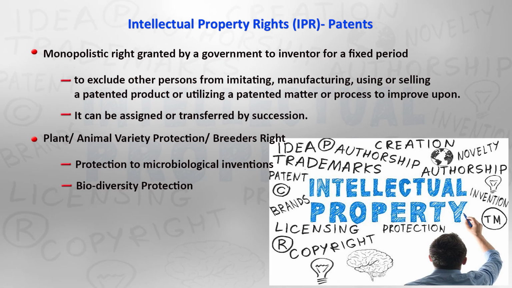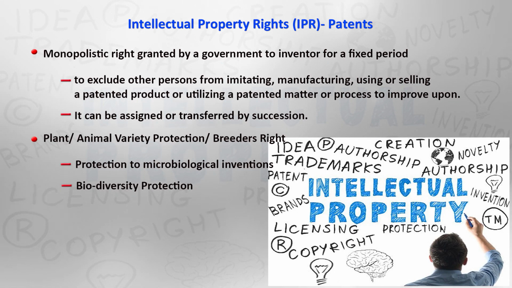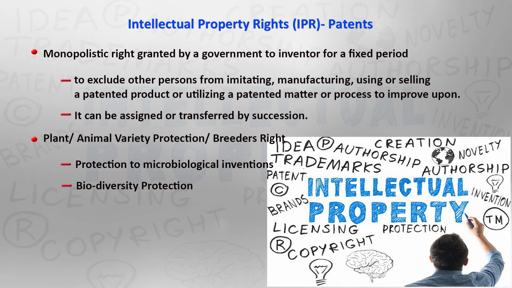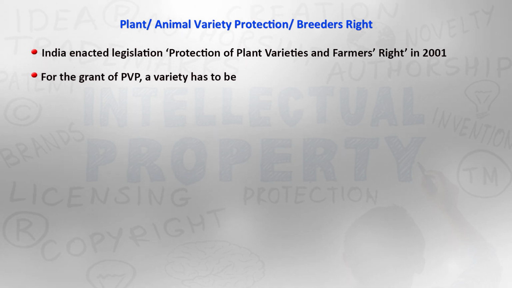Then biodiversity protection is also important in agriculture sectors, and all these areas include some human brain activities, some development by the human brain that has a commercial and economic aspect. So that's why they need to be protected. And basically for that purpose, in case of plant and animal variety protection or breeders' rights, India enacted a legislation called the Protection of Plant Varieties and Farmers' Rights Act in 2001.